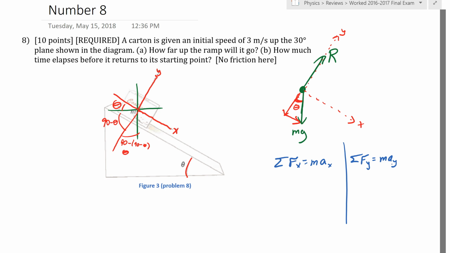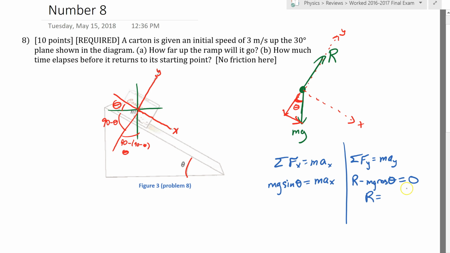So the only force in the x direction is that x component of gravity, which would be mg sine theta equals max. The only force in the y direction, well, there's two. There's a reaction force and then a component of gravity. So R minus mg cosine theta equals, and in the y direction we know that the carton is staying on the ramp, so there's not going to be any acceleration. So the right side of Newton's second law is 0 over here.